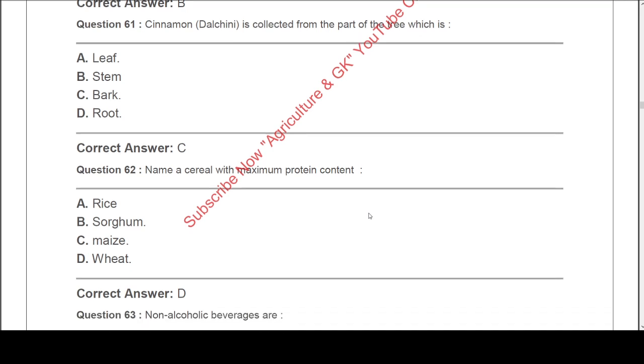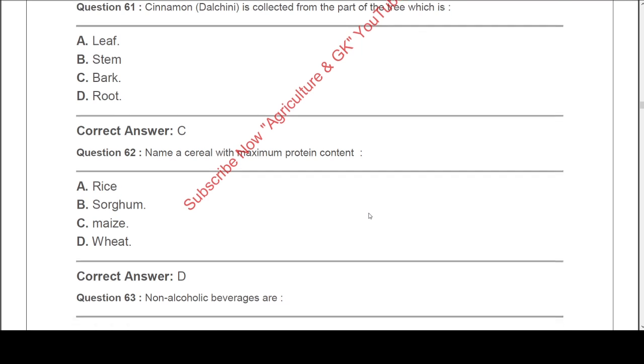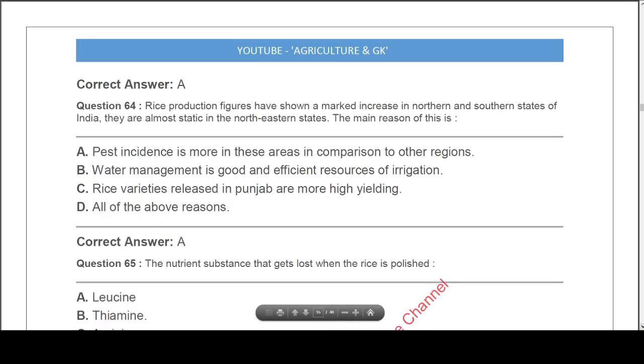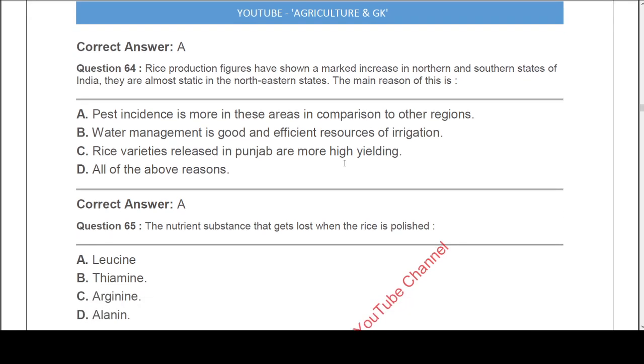Name a cereal with the maximum protein content. It is option D, wheat. Non-alcoholic beverages are tea, coffee and chocolate. Option A. The rice production figures have shown a marked increase in northern and southern states of India. They are almost static in northeast states. What is the main reason for this? It is due to pest incidence being more in these areas in comparison to other regions.